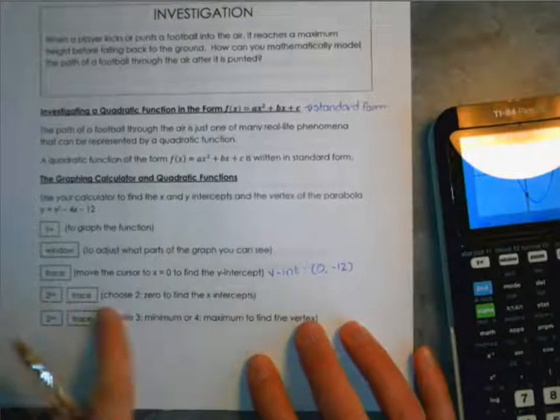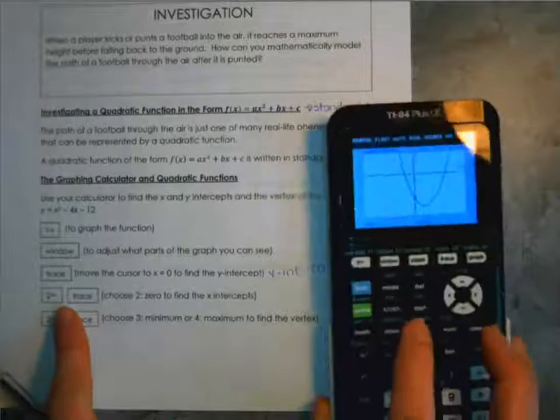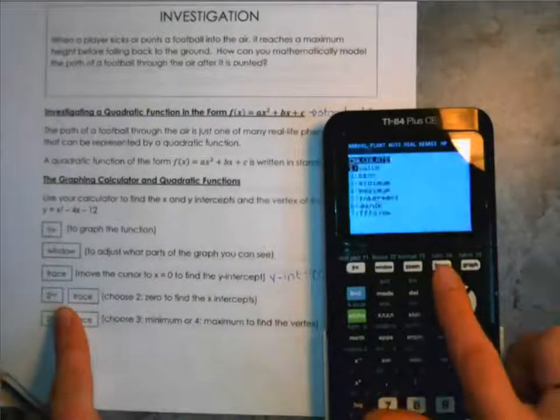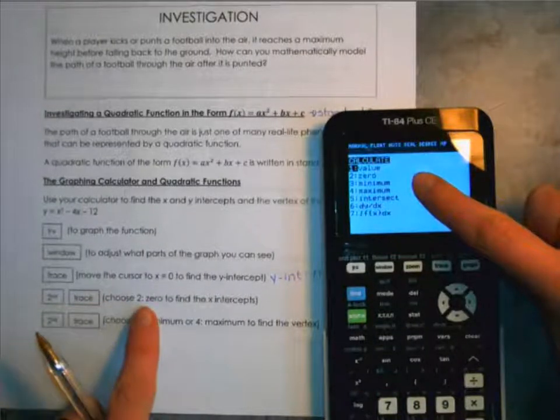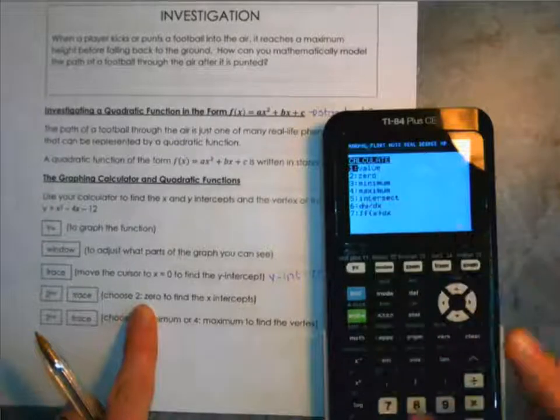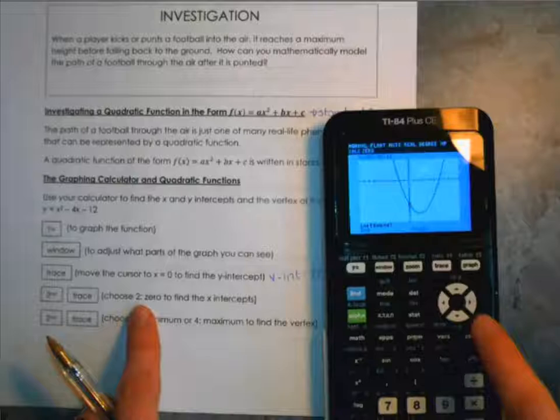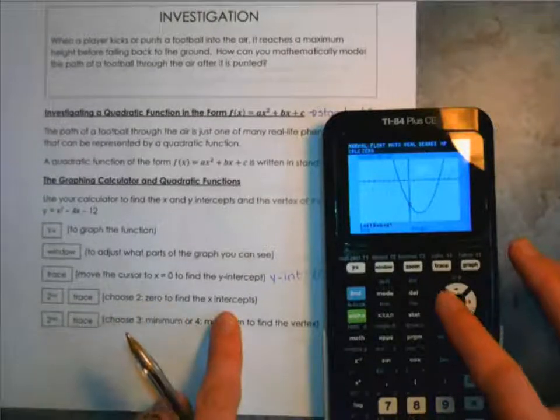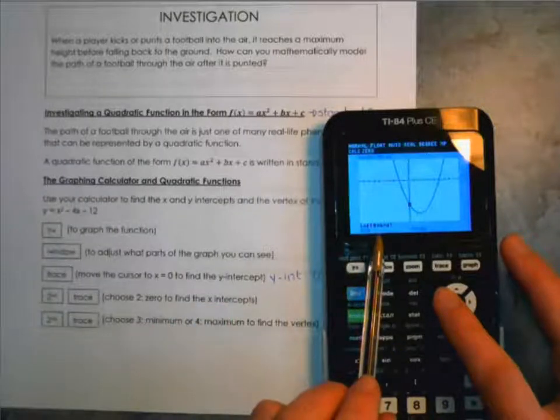Then we want to be able to do the x-intercepts. So in this case, we have to hit second function trace. Okay, so second trace, and then we have this menu of options, and it says choose 2, which is 0. So I'm going to hit 2. You can either hit the number 2 or scroll down to it and hit enter. Either one will work. And then we want to find the x-intercept. So now you need to look on the bottom of the screen, because it gives you these little prompts.